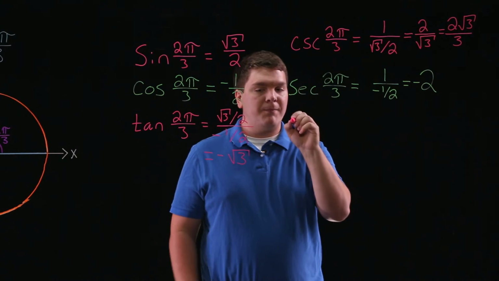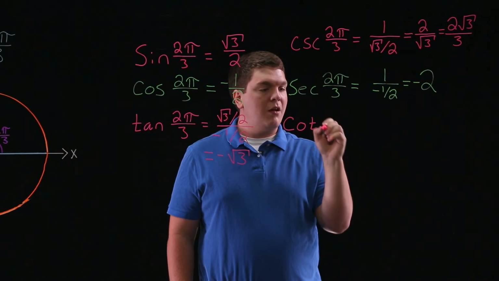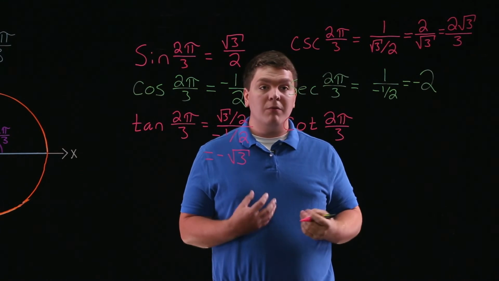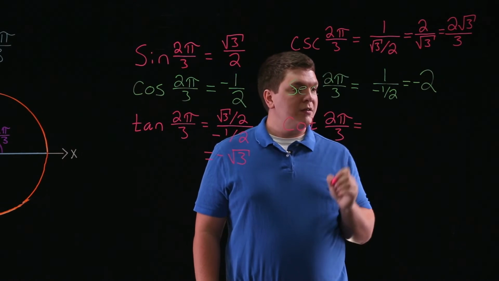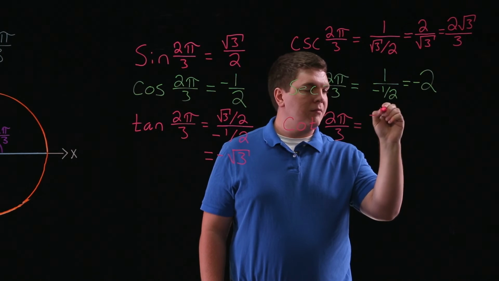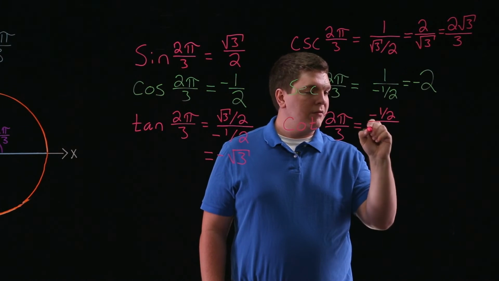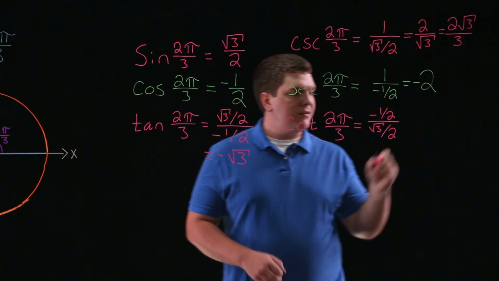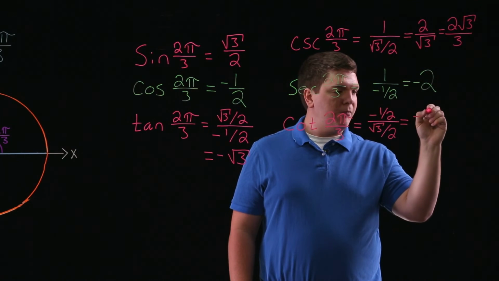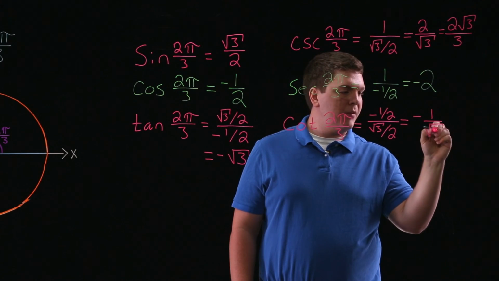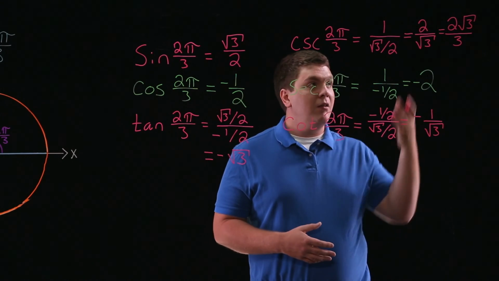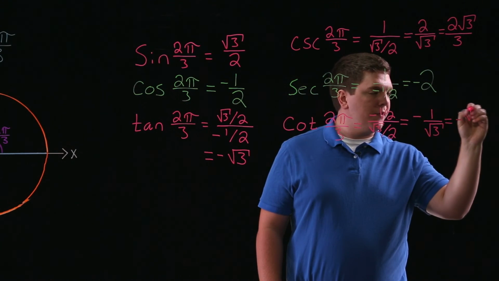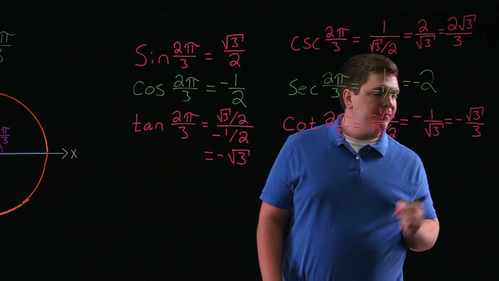And finally, cotangent. So cotangent of any angle, 2 pi divided by 3 in this case, is the x value divided by the y value. So here, this is going to be -1/2 divided by the square root of 3 divided by 2. And if we simplify this, this is equal to -1 divided by the square root of 3. And here, we can rationalize the denominator the same way that we did for cosecant. And this is equal to -square root of 3 divided by 3.